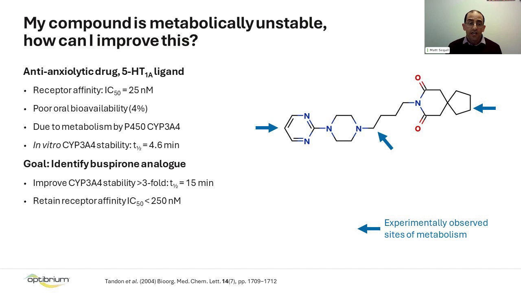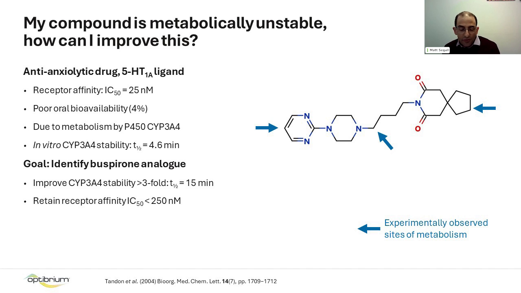And so the goal of the project was to identify analogues of Buspirone with significantly improved CYP3A4 stability, in this case aiming for greater than threefold improvement, so roughly 15 minutes, but also, of course, retaining receptor affinity, and the project was willing to sacrifice about an order of magnitude. And in terms of the experimental data that's available, here we're highlighting the primary sites of metabolism that were identified experimentally: the para position on the pyrimidine, the alpha position to the nitrogen in the piperazine, and also this spirocyclopentane here have been observed experimentally.